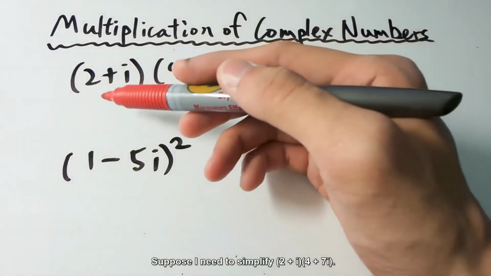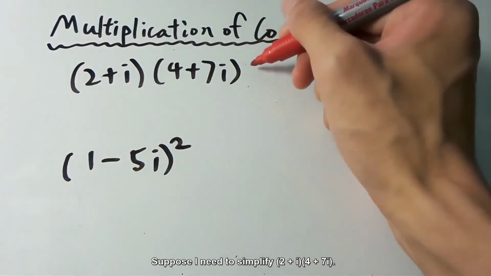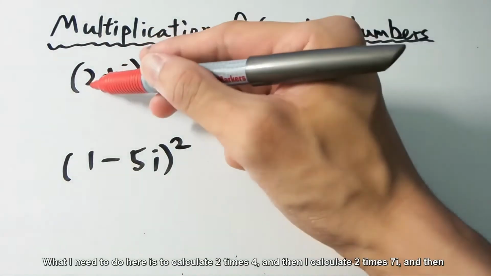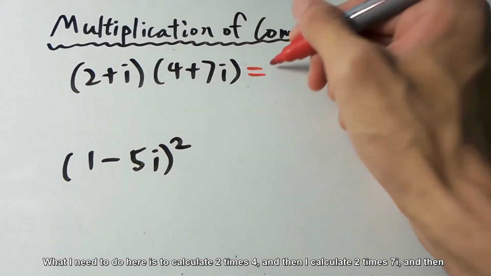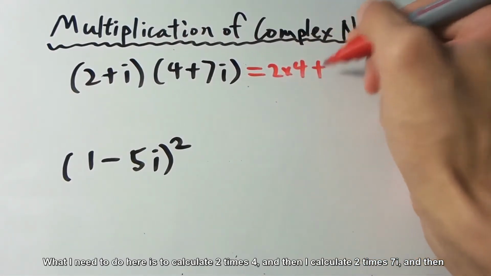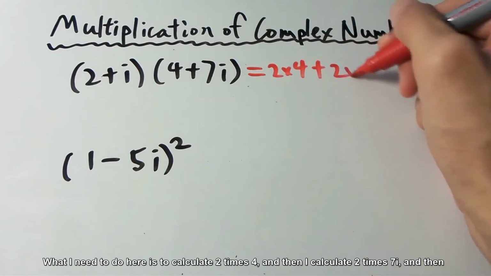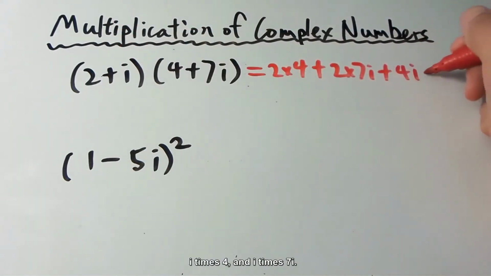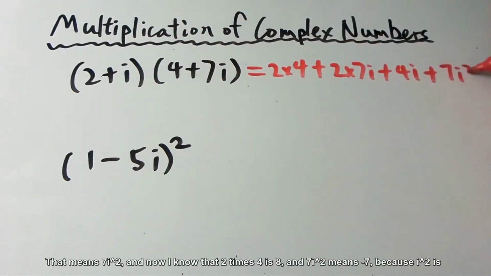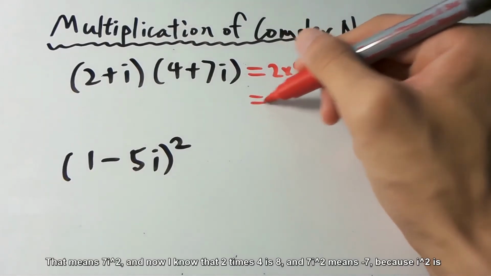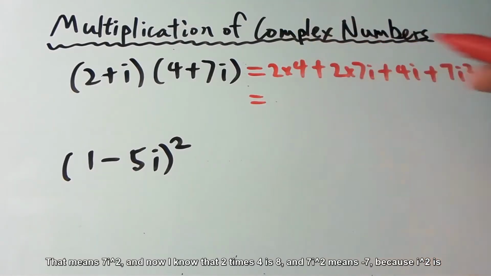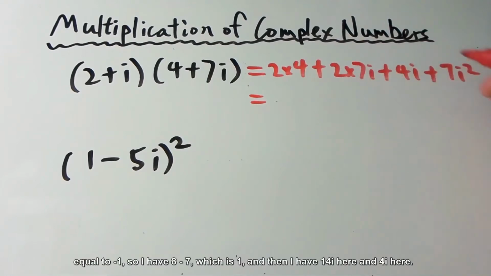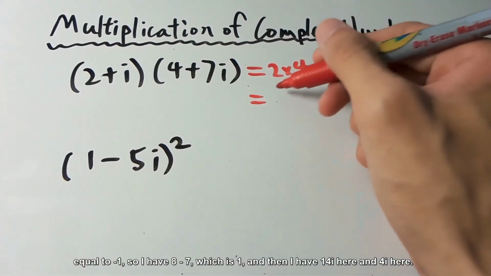Suppose I need to simplify 2 plus i times 4 plus 7i. What I need to do here is to calculate 2 times 4, and then I calculate 2 times 7i, and then i times 4, and i times 7i, that means 7i squared. And now I know that 2 times 4 is 8, and 7i squared means minus 7 because i squared is equal to minus 1. So I have 8 minus 7, which is 1.